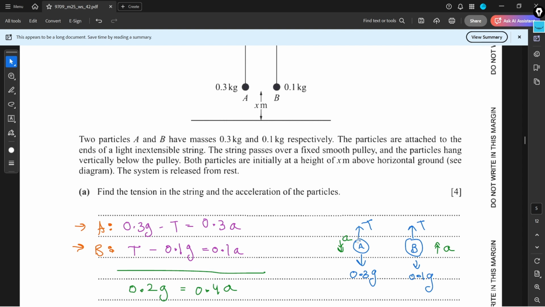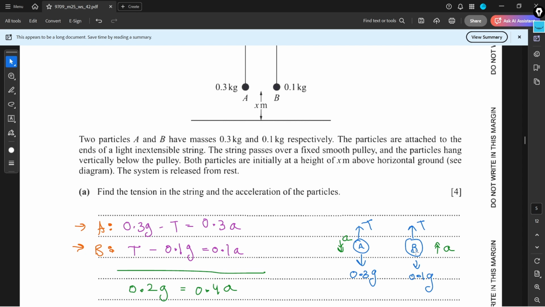And from here, I can say that because A is going to move downwards, the acceleration is going to be positive for A. So I can say that the downward force minus the upward force will be the F net value. Then using F net equals ma, I get the equation for particle A: weight minus the tension equals ma.